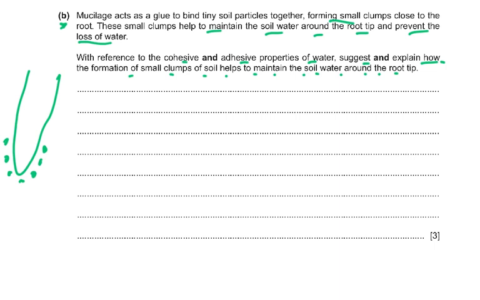Then cohesion to water molecules adhering to the soil particles. Then adhesion of water molecules to the soil surface. Then clumps provide areas in which water collects. So any 3 out of these, and you would have got your 3 out of 3.